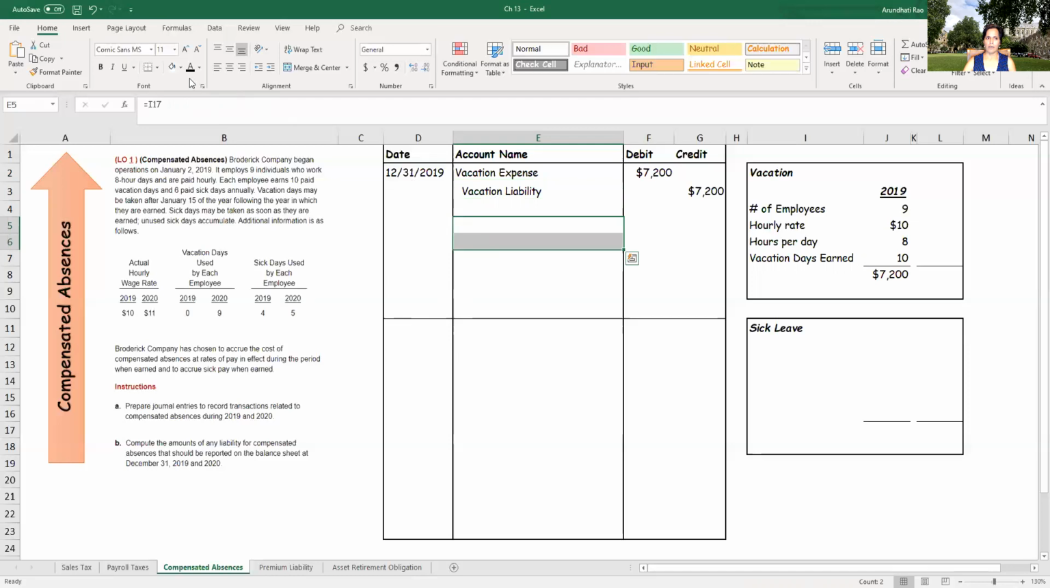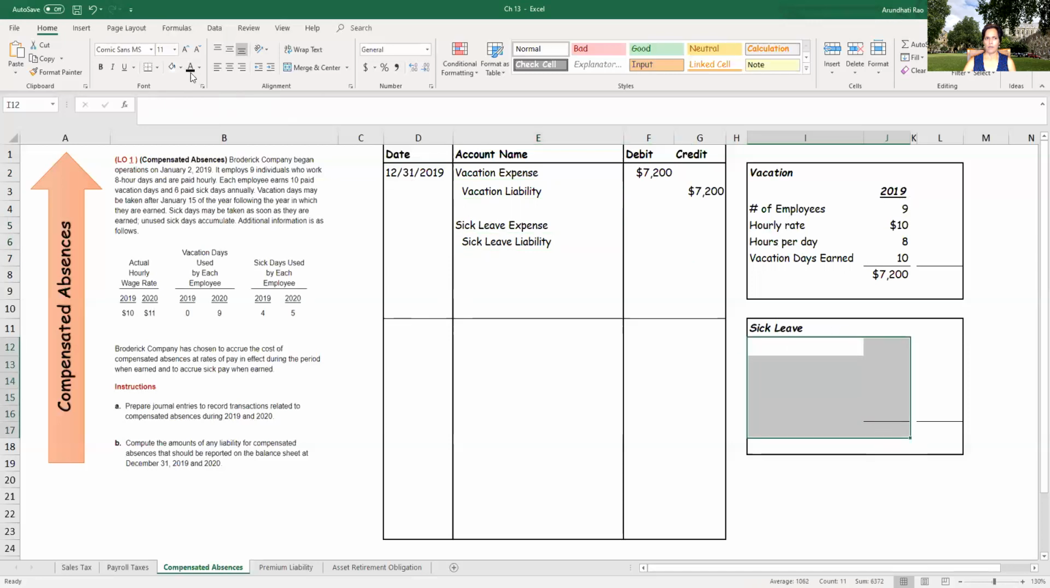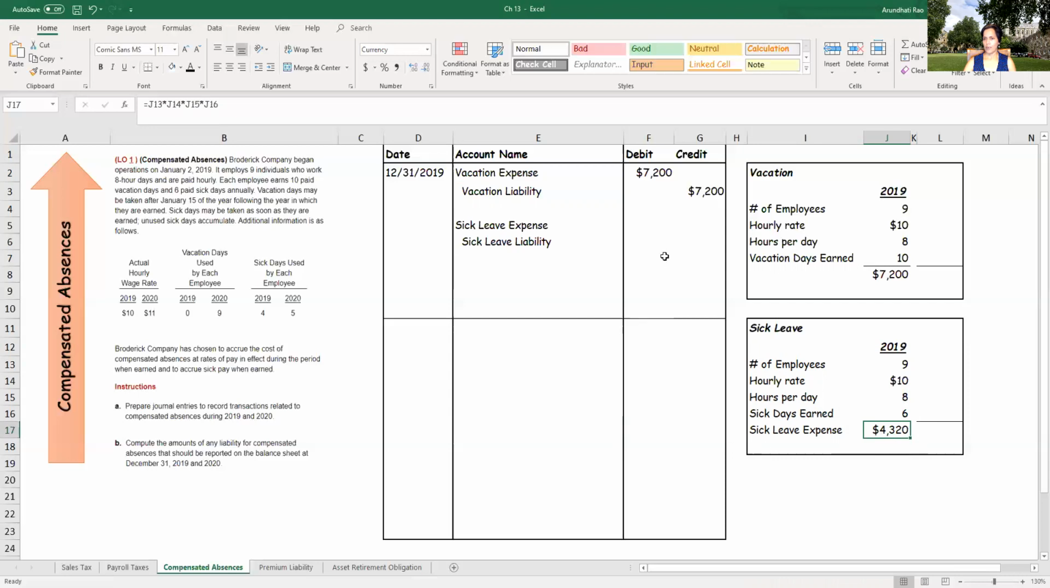So for sick leave, our journal entry is sick leave expense debit, sick leave liability or payable credit. How do we do this calculation? Similar to what we have done up above. We go to the calculations. We have 9 employees. The hourly rate is $10 per hour. They work 8 hours. Now the difference is they earn 6 days of sick leave. So that's a total of $4,320. That's the dollar amount that we have over here, $4,320.